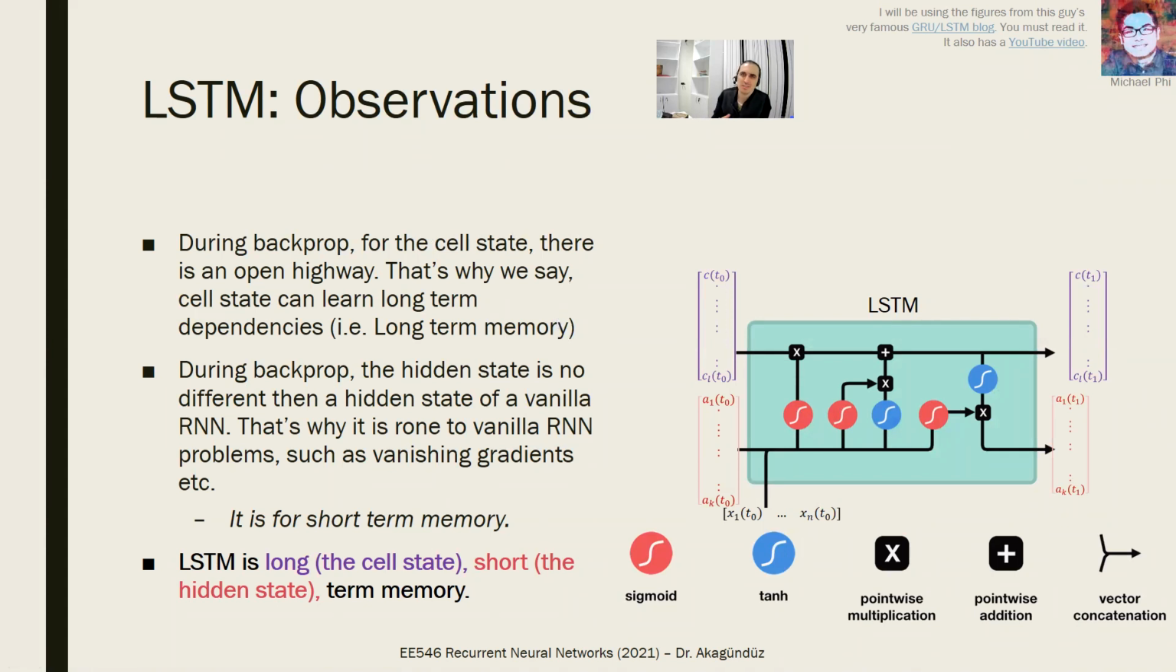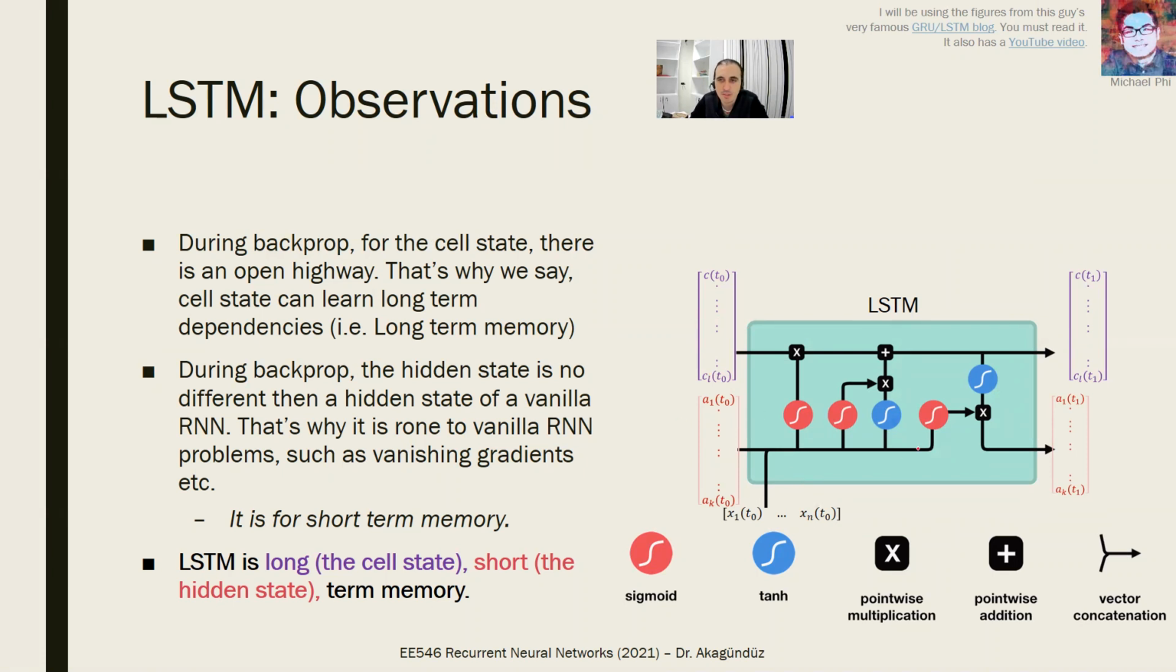Actually, I've done them instinctively when I was talking about the slides, but I'm going to go over the paragraphs in the slides and we are going to do them again. So during backpropagation through time, for the cell state, there's always an open highway. That's why it can keep long-term memory dependencies.